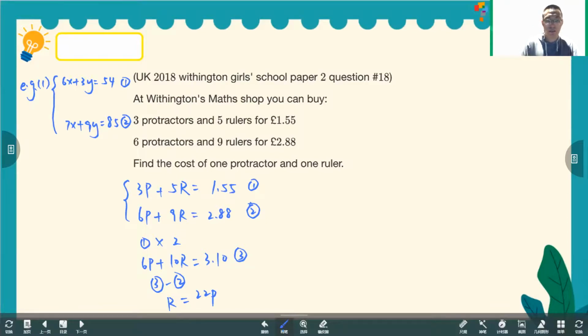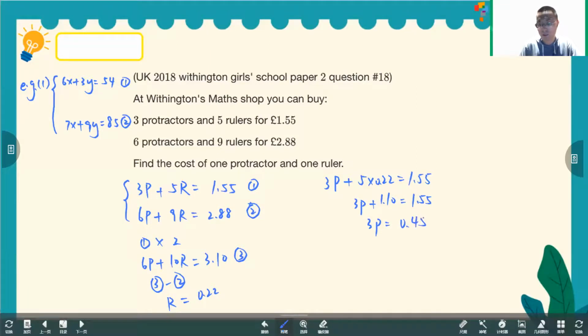And then we plug this back into equation number 1. So 3p plus 22 times 5. Oh, yeah, we're working with pounds here, so I'll let all the units be pounds. So it should be 0.22 pounds. So 3p plus 5 times 0.22 is 1.55. So 3p plus 1.10 equals 1.55. And then 3p will be 1.55 take away 1.10, which is 0.45 pounds. And then 1p will be 0.15 pounds.